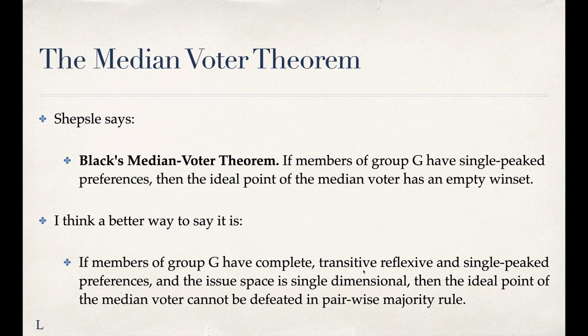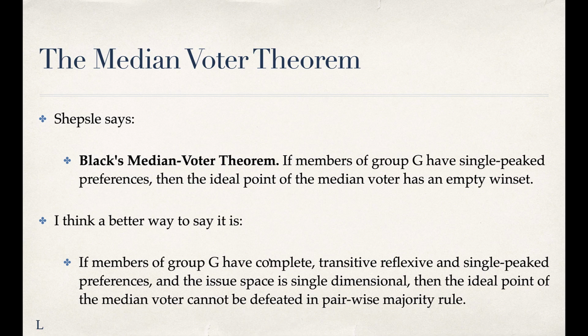Notice symmetric is not in here. We don't need symmetric preferences for the median voter theorem to hold. We used them in our example because it makes the math easier. Trust me, we don't really want to do the proof that allows for asymmetric preferences, but it does hold.